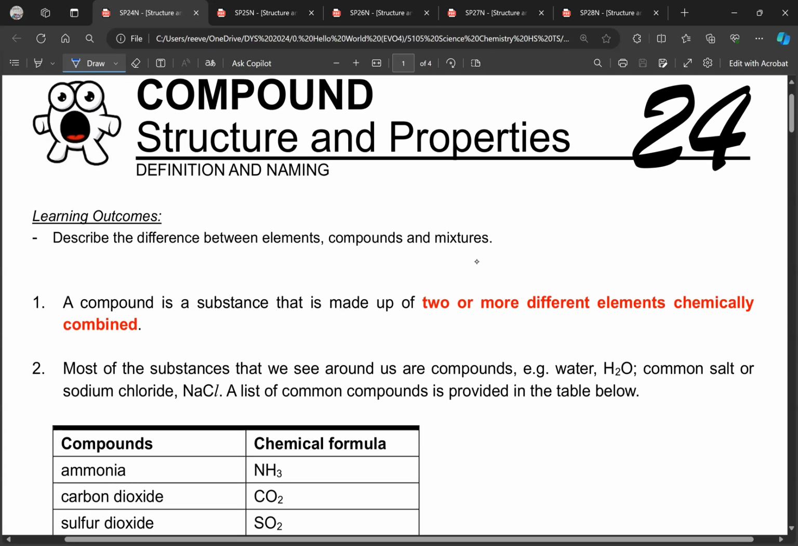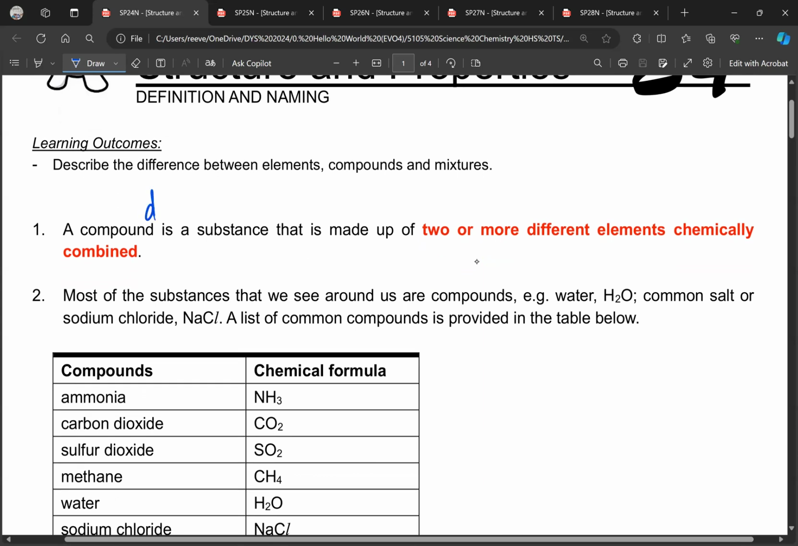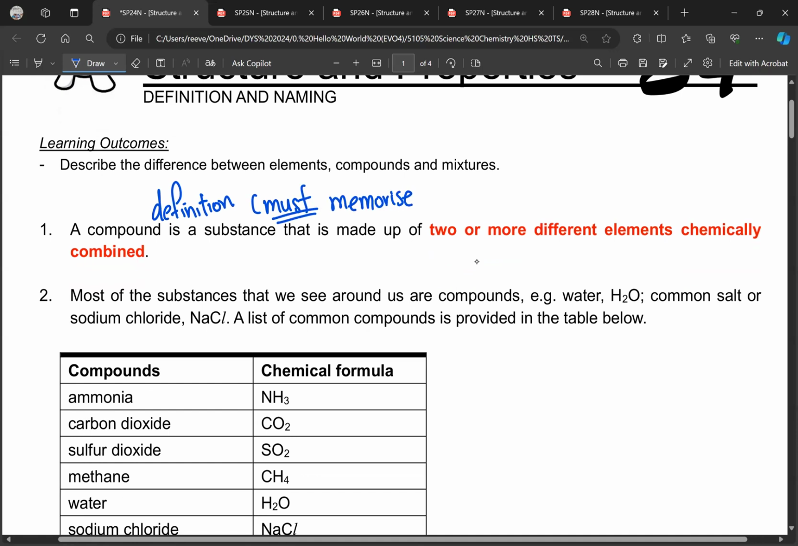Okay, first of all, this is the definition for compound. What is definition? Definition means something you must memorize. Must, I use the word must. You must memorize. So what is a compound? Usually in exams, they like to ask this question. A compound is a substance that is made out of two or more different elements. I give you an example.